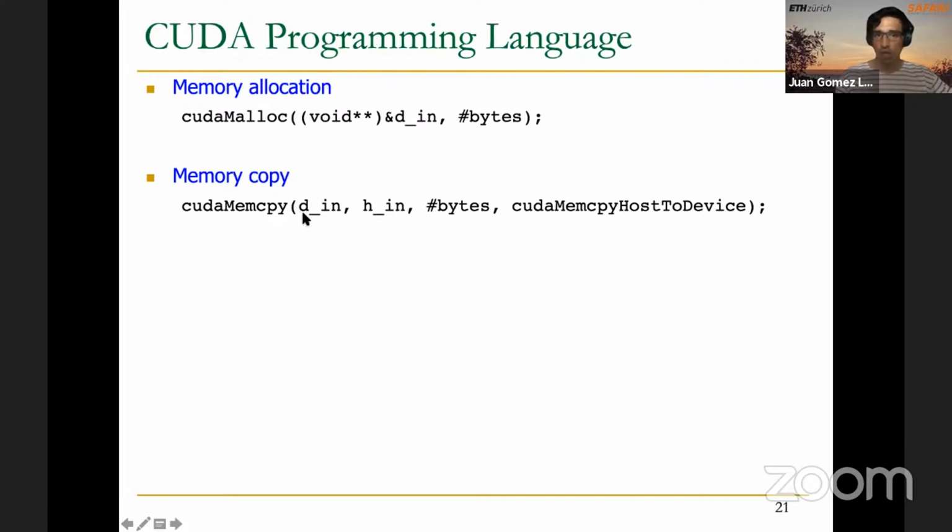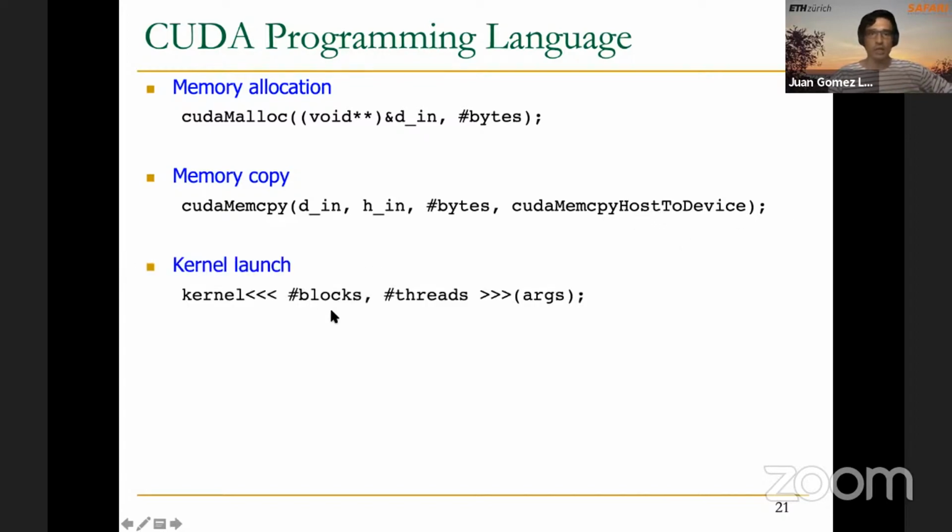This is why this d_in is the destination, and this h_in is the source. Notice that we have marked these two arrays, one in the CPU memory, the other one in the GPU memory, with a single letter just to distinguish what's allocated in the host and what's allocated in the device. And as you can imagine, when the data transfer happens from the GPU memory to the CPU memory, instead of writing here host to device, we will write here device to host. Okay, so the next thing that we also saw in the previous slide is the kernel launch.